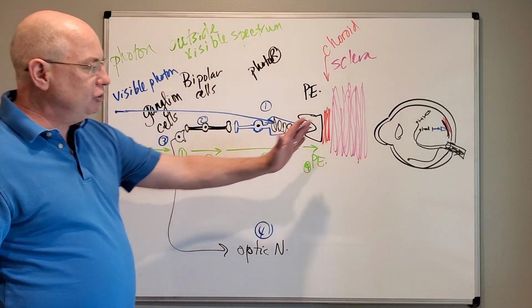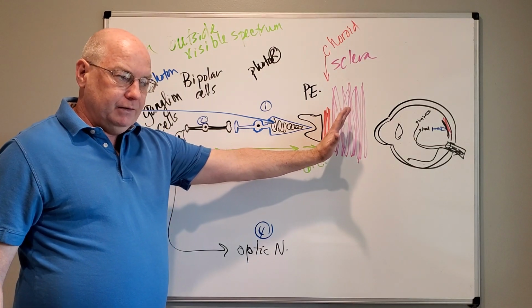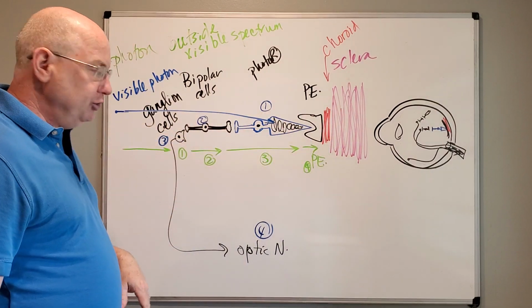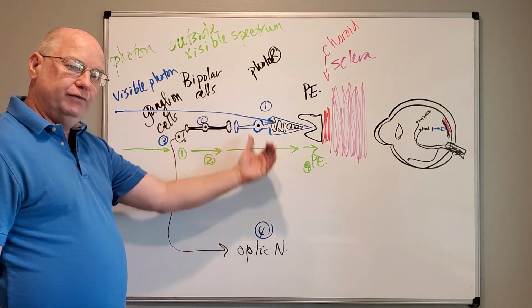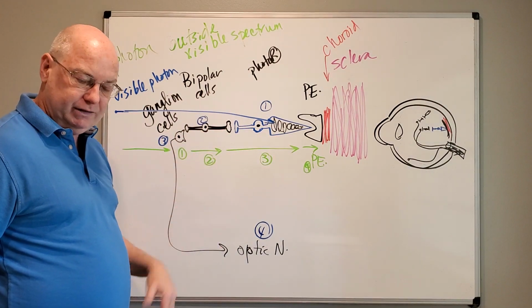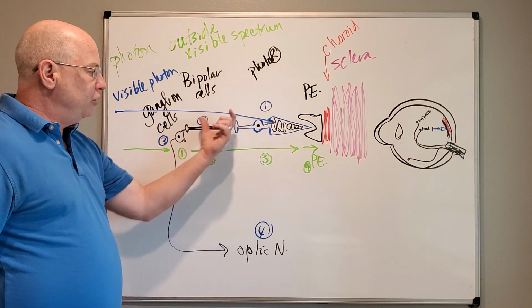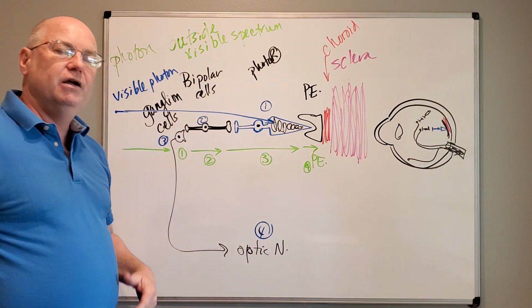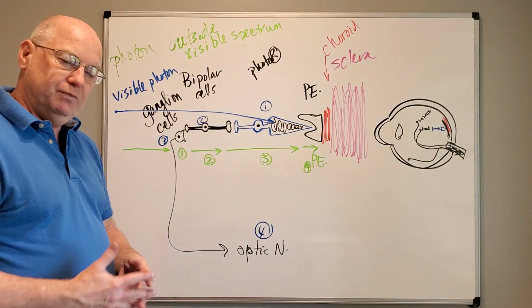So this is our retinal organization that you should know, and that would be the order of cells that photons of light will either pass by if they're not inside the visible spectrum, or the order of cells that are triggered to fire if it lies within the visible spectrum.